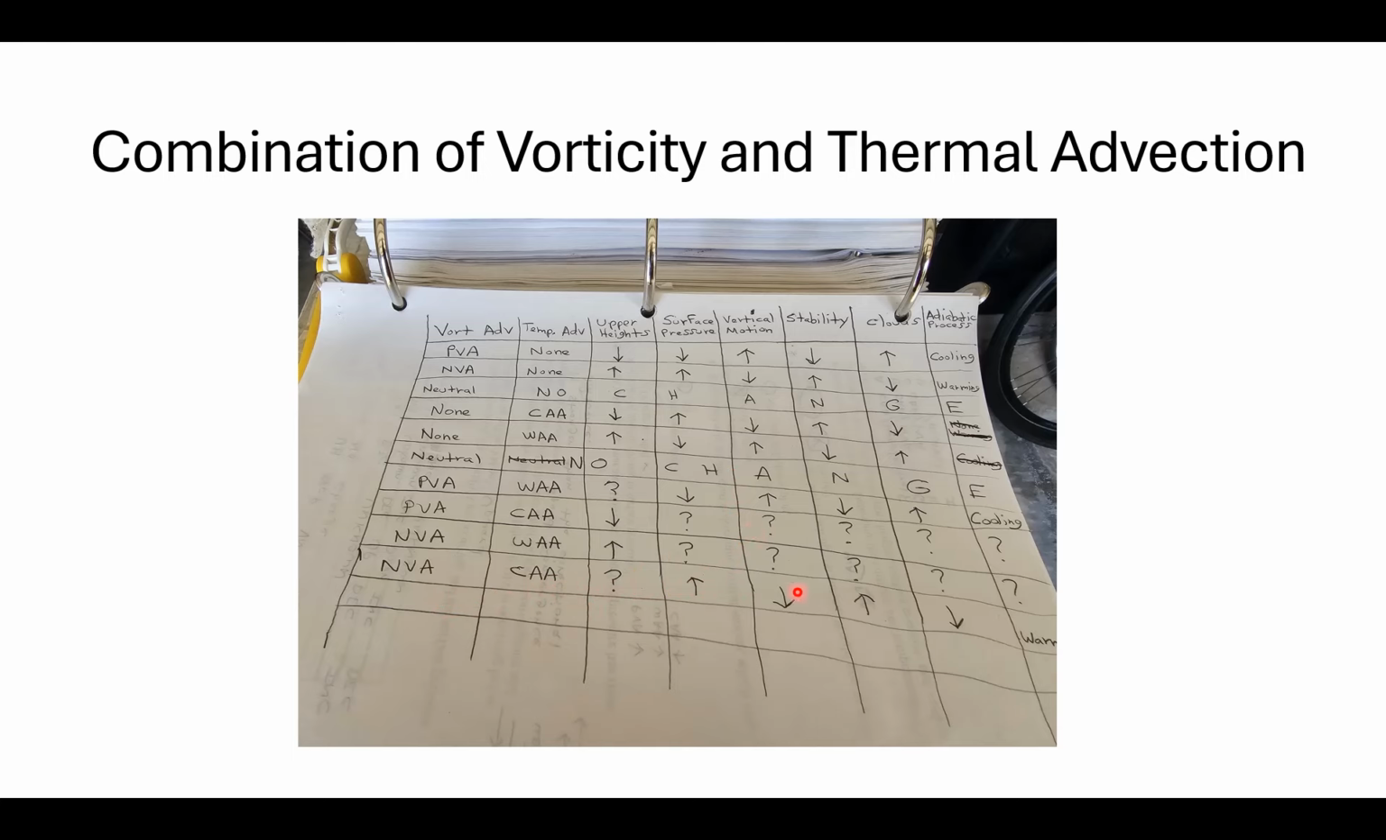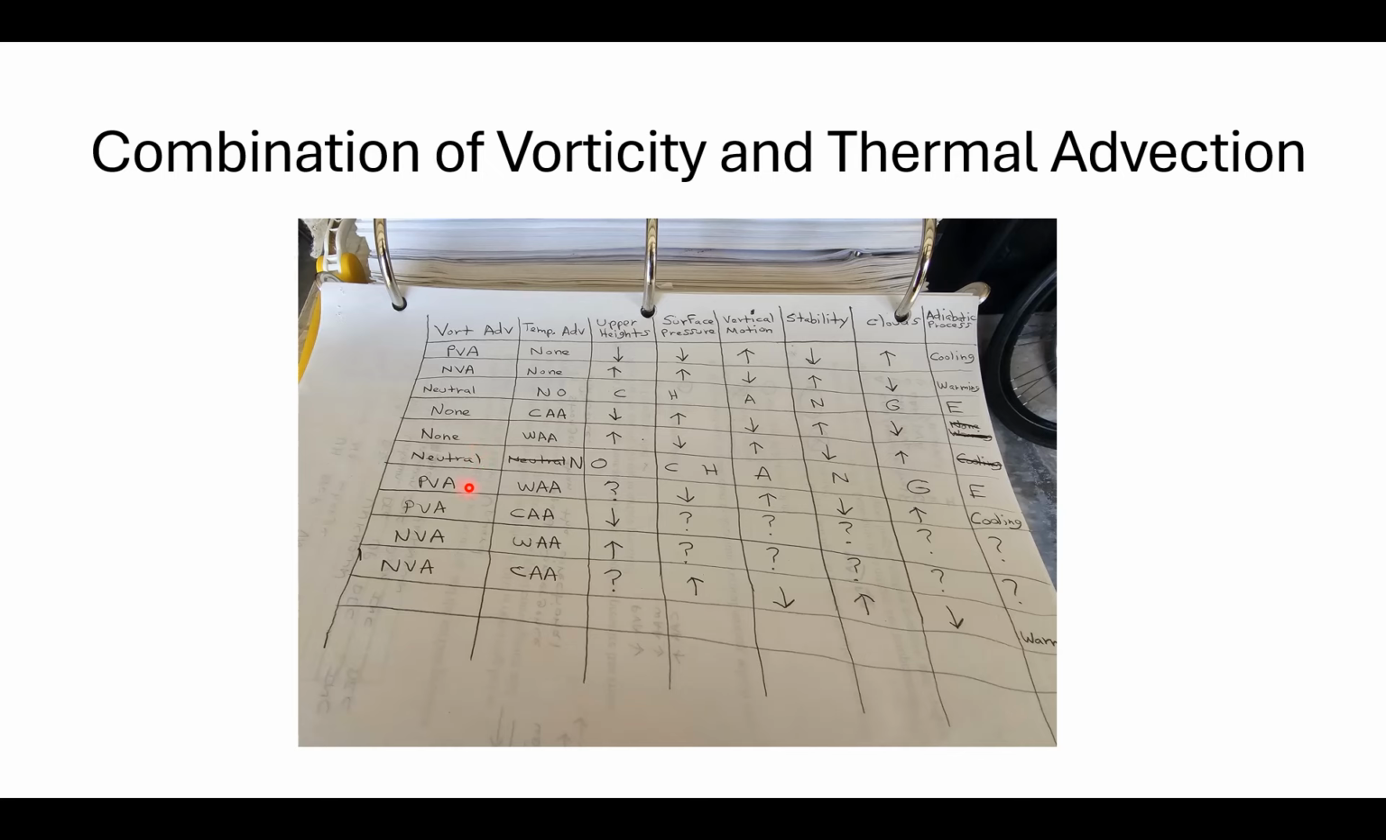It's going to be downward in the atmosphere, downward vertical motion, sinking air motion. My stability is therefore going to increase, and my clouds are going to decrease. When I have sinking or downward vertical motion, the air is going to warm adiabatically and it's going to dry out. Let's do one more combination, I'll kind of show you how this works.